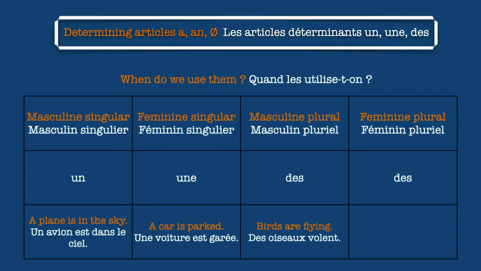Last case is feminine plural, and in this case, we also use the word des. So, no matter if it's masculine plural or feminine plural, we use the same indefinite article. An example with the feminine word turtle is, turtles are swimming. Des tortues nagent.